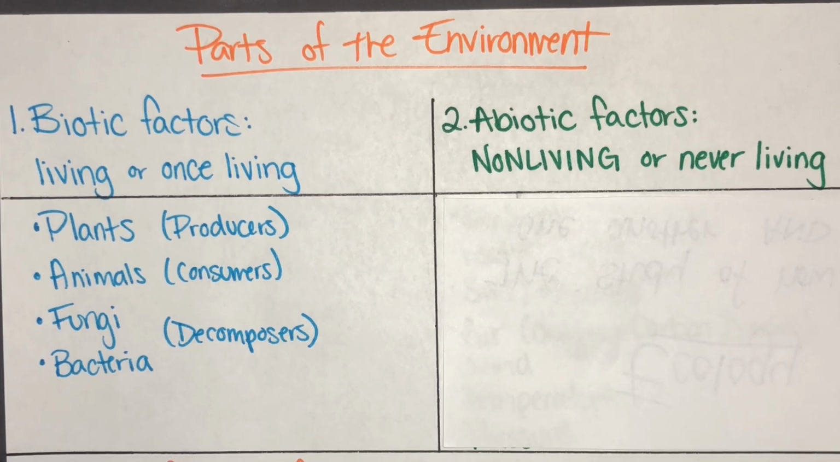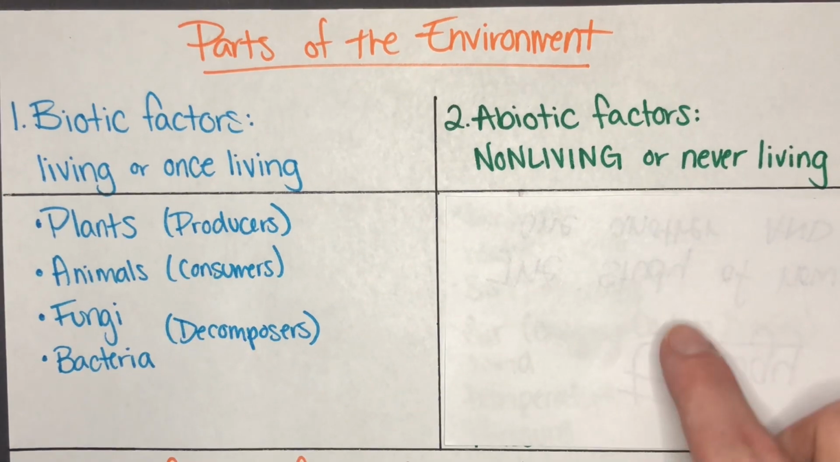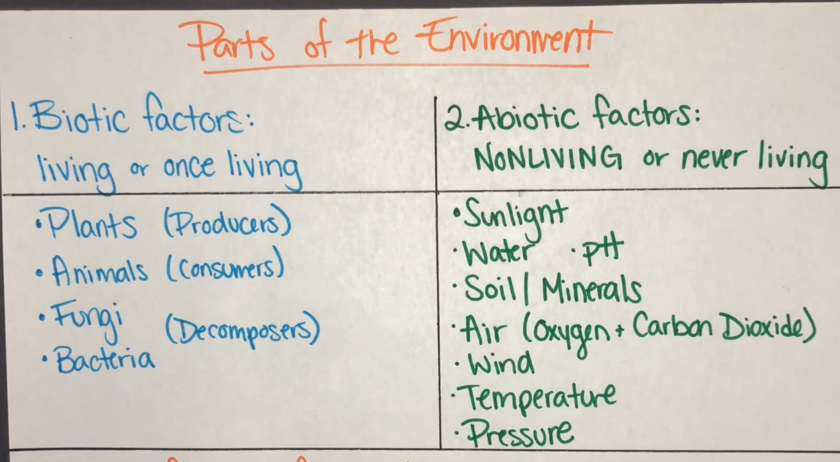biome interact. Next, abiotic factors are a non-living or never-living part of the environment, such as sunlight, water, the pH of the water, that's how acidic or basic it is, soil, the minerals in the soil, nutrients in that soil, air and the components, oxygen, carbon dioxide, nitrogen, wind, temperature, and pressure. Although some of these may sound abstract, they are unique to specific biomes.